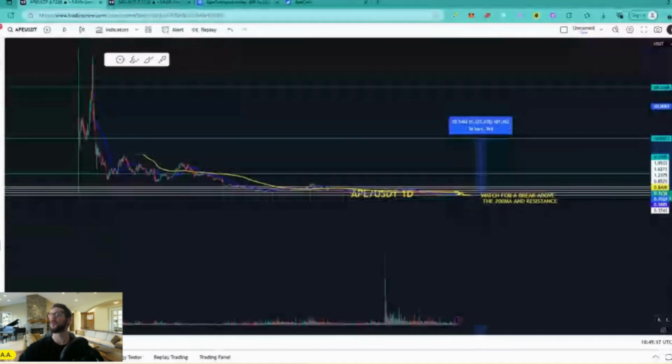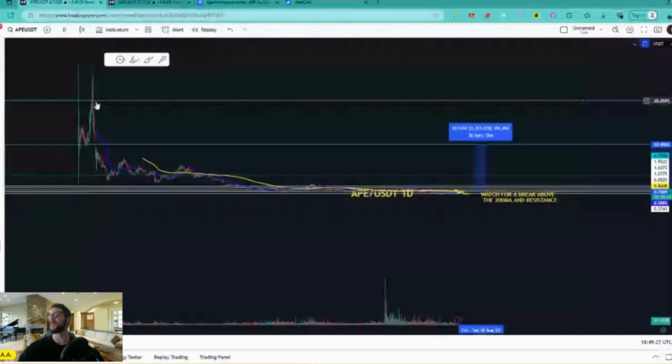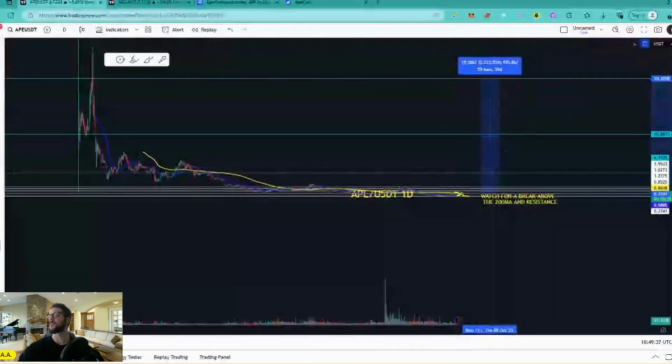If ApeCoin was to pump all the way up to that previous all-time high, this is below the all-time high that we saw back in 2022, but it's very, very close. That's at $20.33. The measured move approximately from the current price levels, that's a 27x move.